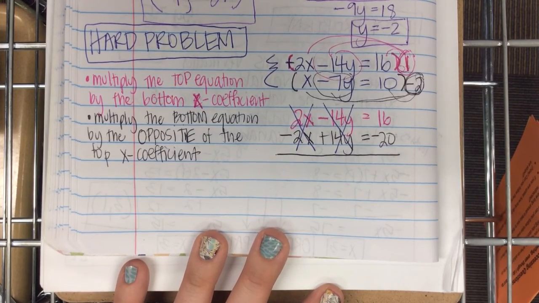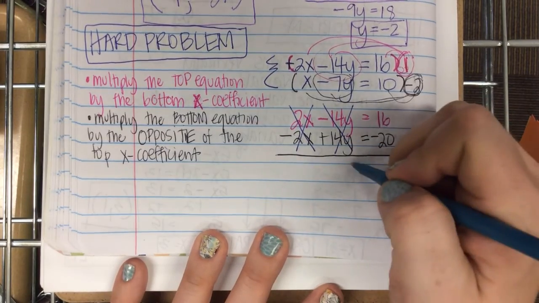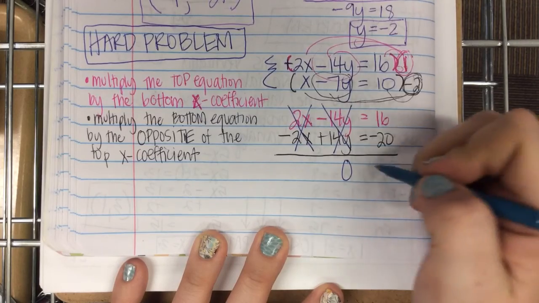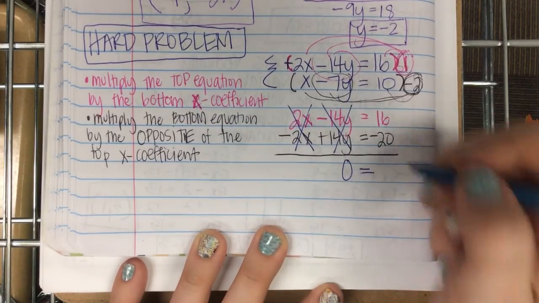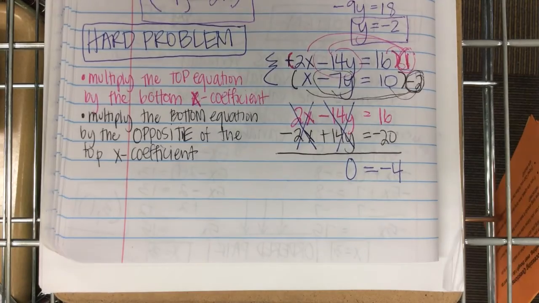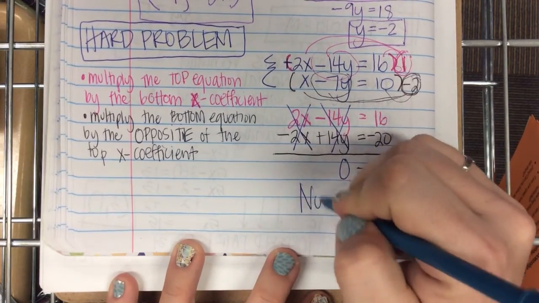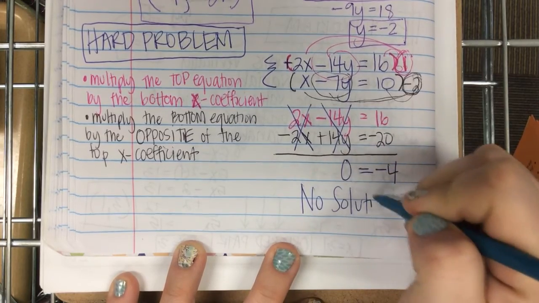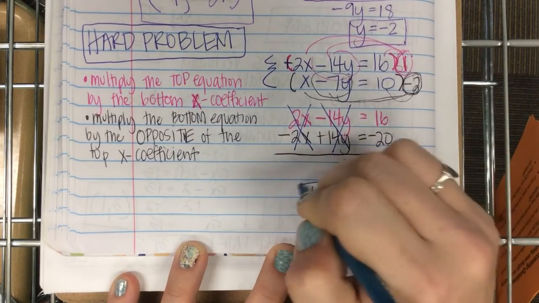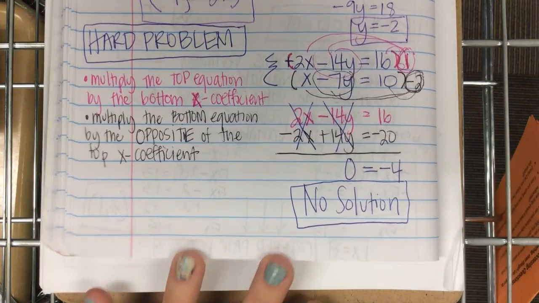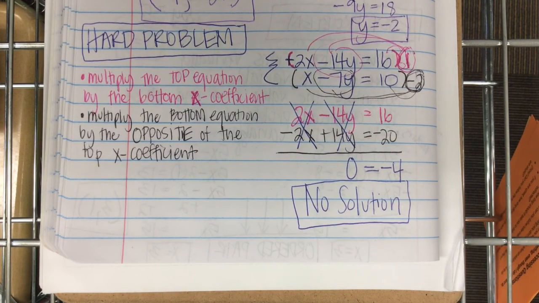So what's left over on the left side? 0 equals negative 4. What kind of problem is this? How often does this happen? Not very often. What if it said 0 equals 0? All real numbers, right? Infinite solutions. Not all real numbers, infinite solutions.